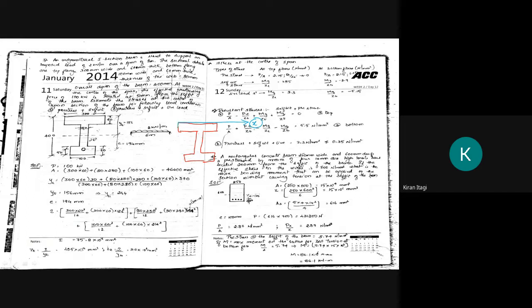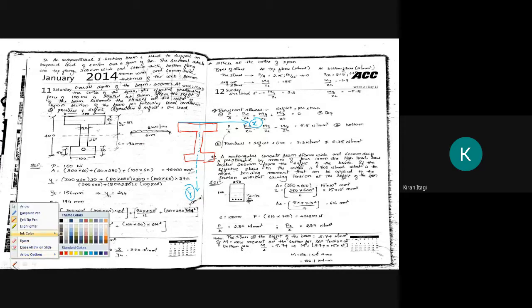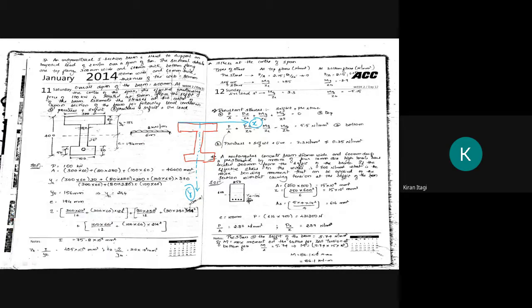This is my x-axis. It is symmetric about the y-axis, so I have taken it at the middle. This is the x-axis, this is the y-axis. This is the first component.